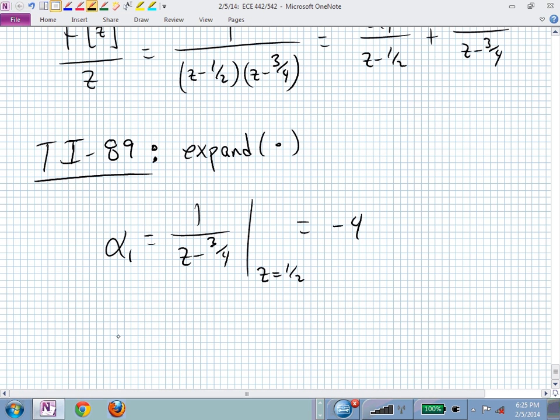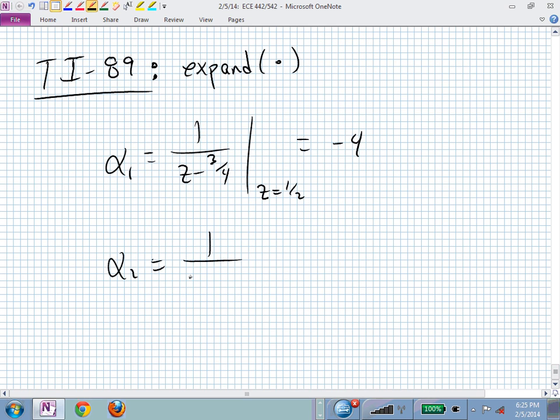Alpha 2 is similar, except now we've multiplied through by the factor z minus 3/4. That leaves us with 1 over z minus 1/2. Now we can do that math. 1 over 75 minus 50, 1 over 1/4. Now we're at 4.